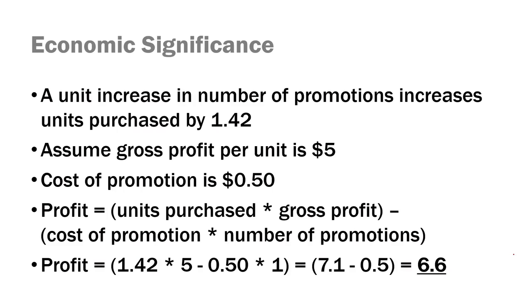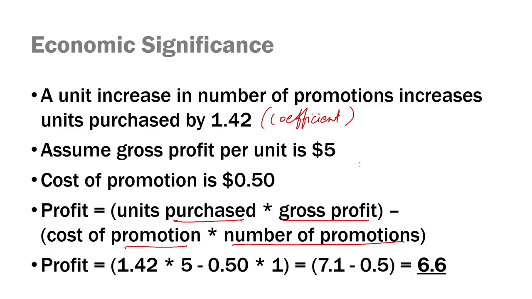So a unit increase in number of promotions increases unit purchase by 1.42. That you get from the coefficient. Now assume the company making this product has a gross profit of $5. Cost of promotion is 50 cents. Now what you want to do is construct an equation for profit. So how do we get profit? Profit is units purchased times gross profit minus cost of promotion times number of promotions.